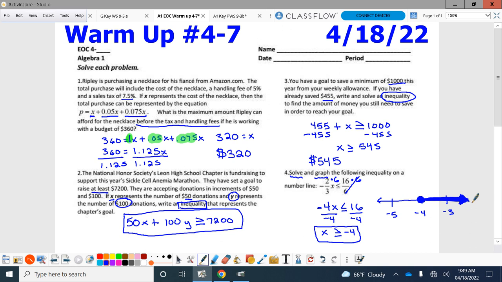So that's your warm-up for today. Once you get that done, please go ahead and get to your folders and to your assignment sheets. When you're done, get to your assignment sheets, guys.